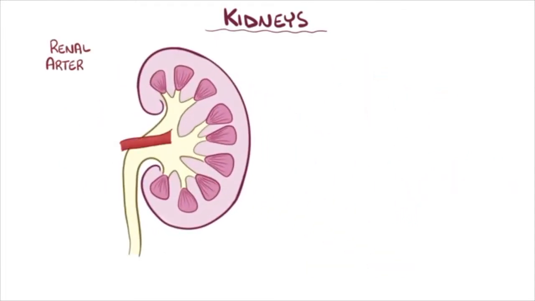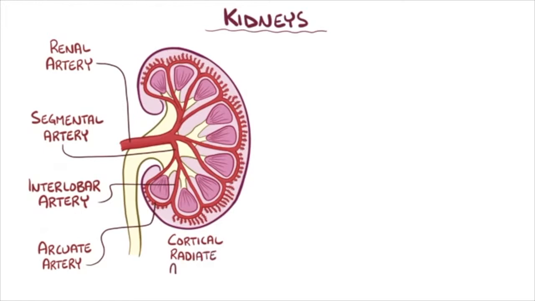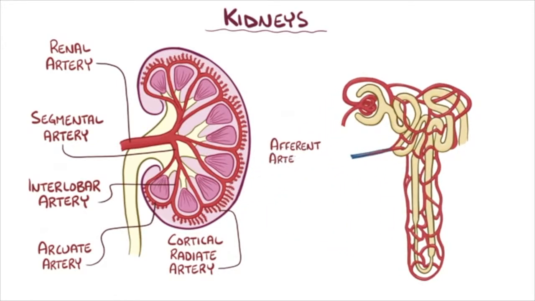As these renal arteries enter the kidney, they divide into segmental arteries, and then into interlobar arteries, which pass through the renal columns, then to arcuate arteries that go over the bases of the renal pyramids, and then into the cortical radiate arteries, which supply the cortex. The cortical radiate arteries continue to divide, eventually forming afferent arterioles that split into a tiny bundle of capillaries called the glomerulus. And the glomerulus is the site where blood filtration starts.